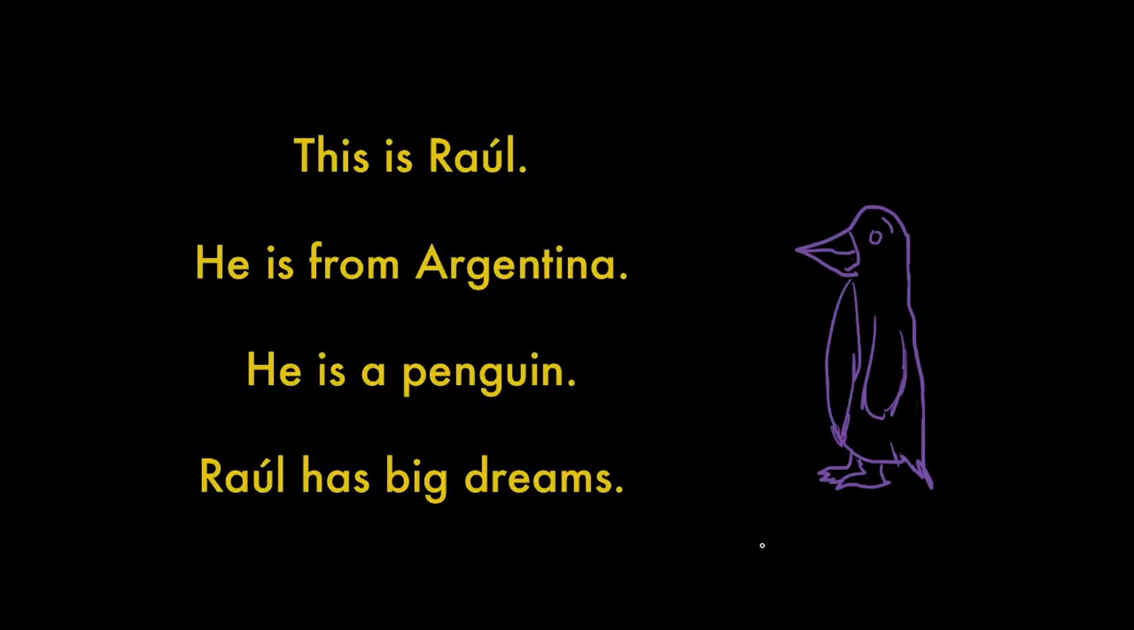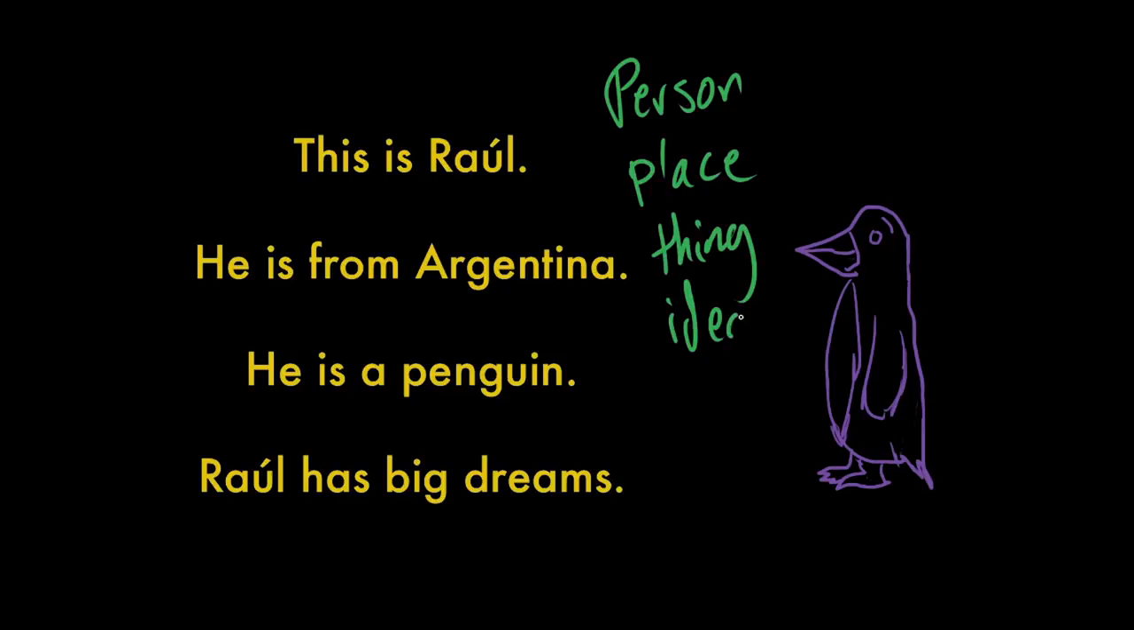So this is Raul. He is from Argentina. He is a penguin. Raul has big dreams. Now, okay, so I want to take these three sentences and find the nouns in them using the test. So the test is: is it a person or a living thing, a place, a thing, or an idea? And if it's any of those things, then it falls into the category of words in English which we call nouns.